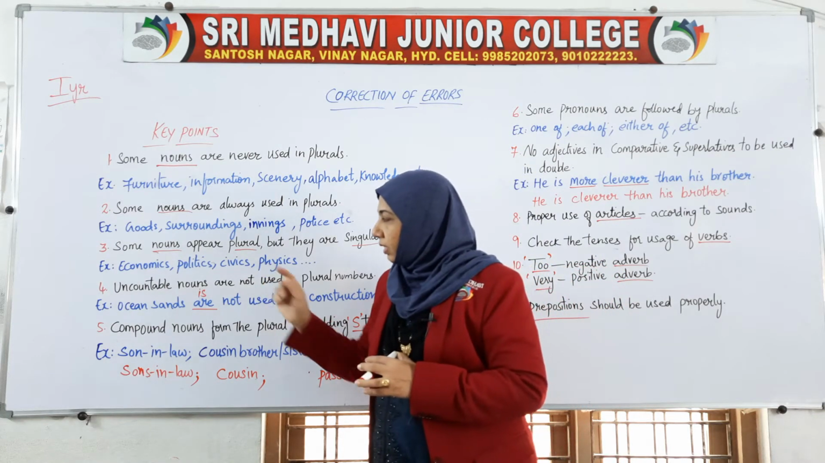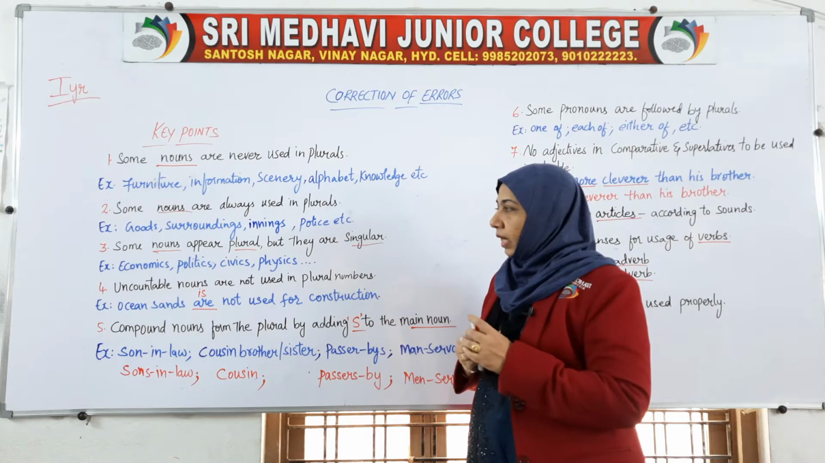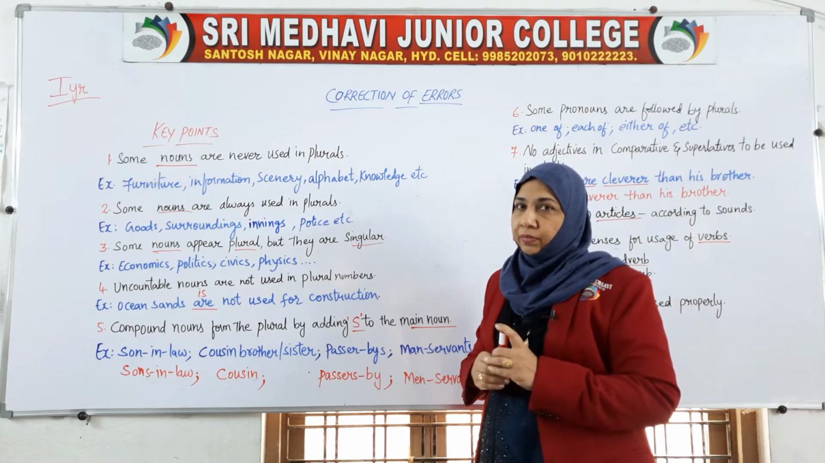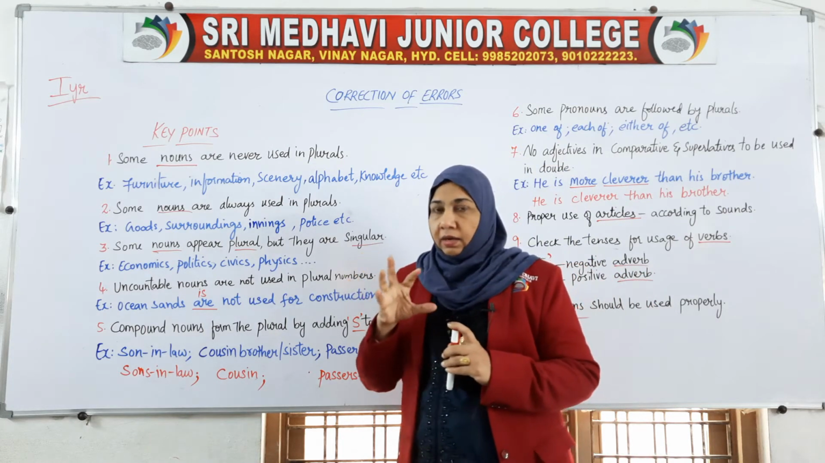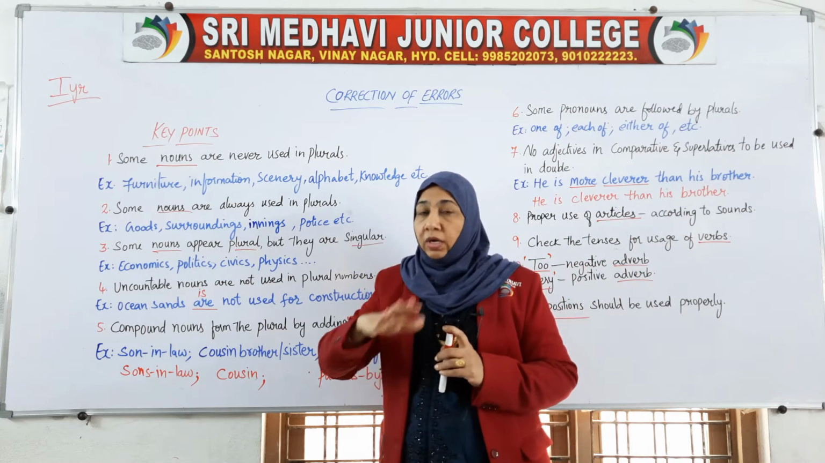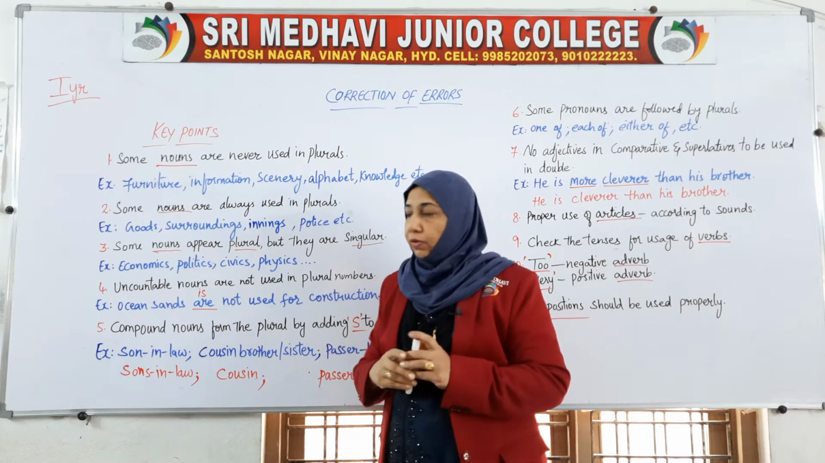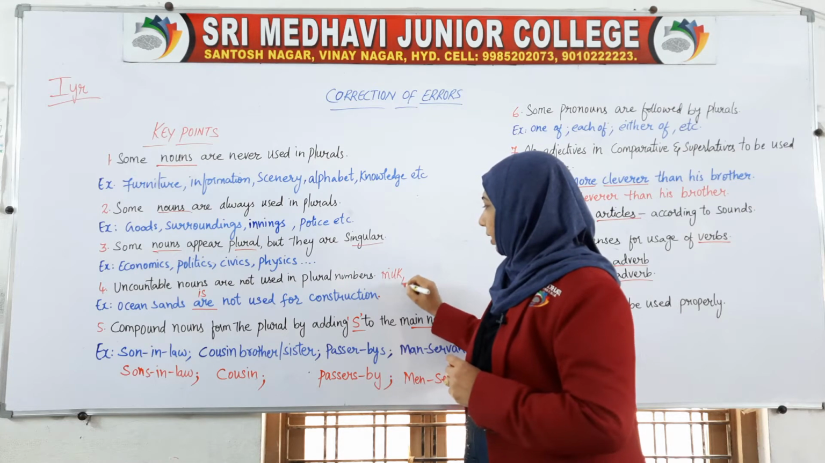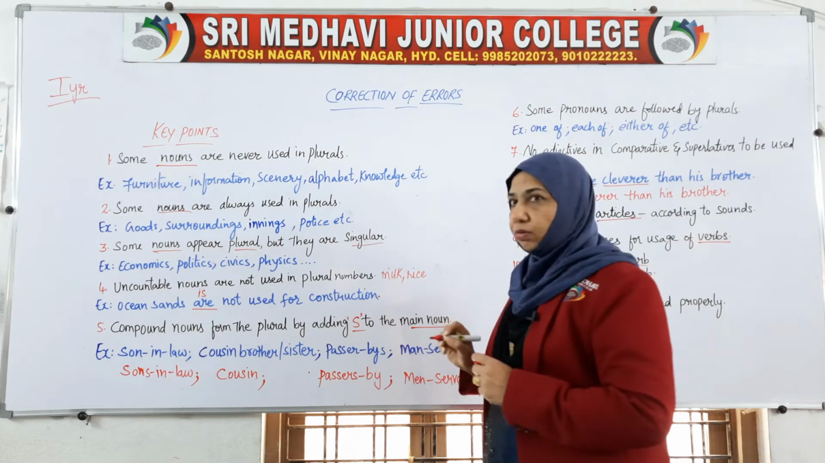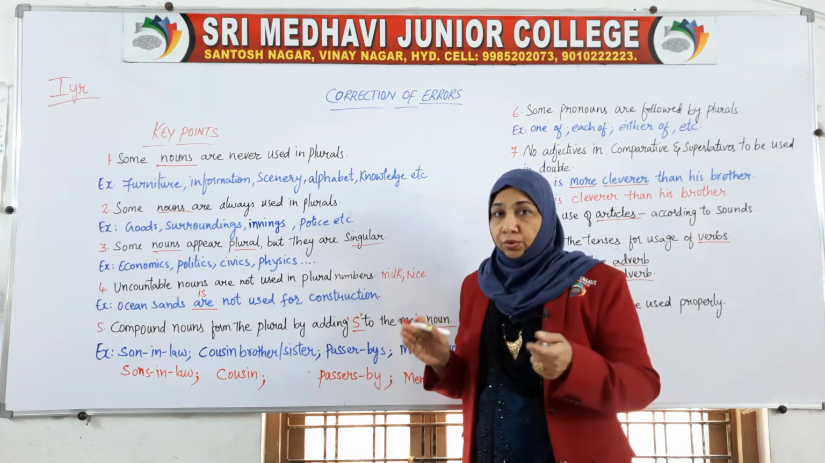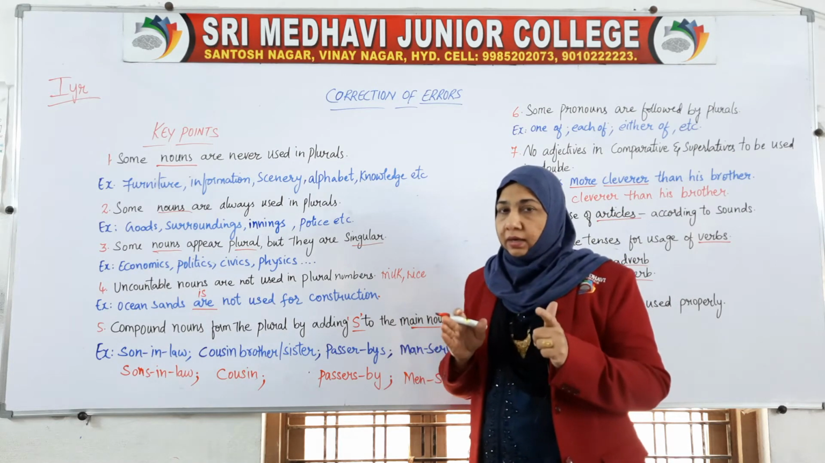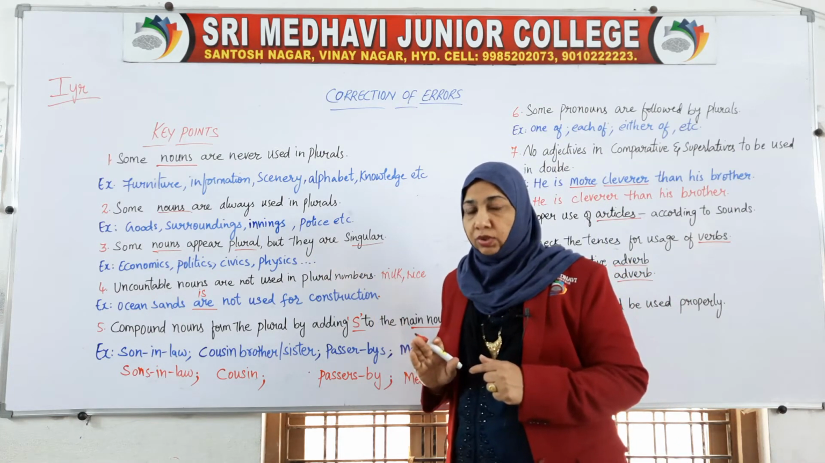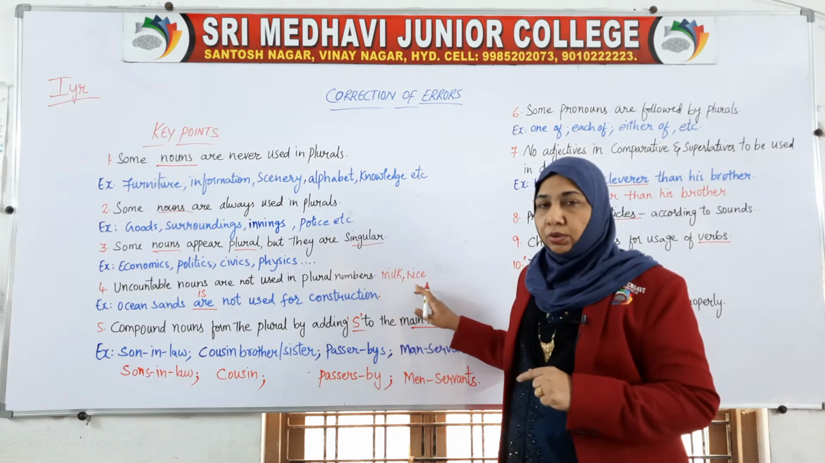Okay. Next is the uncountable nouns. Uncountable nouns are not used in plural numbers. Which uncountable nouns? The nouns which are not counted. For example, you can take milk, rice. Can we count them? No. Sugar. So when we are not able to count those, they are known as the uncountable nouns. And uncountable nouns are not used in plural numbers.